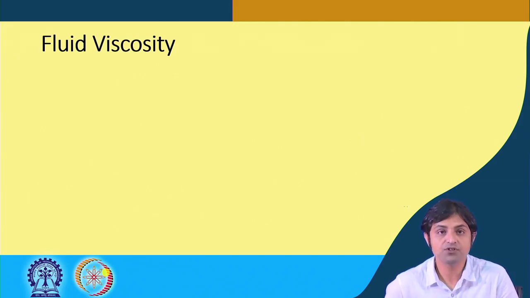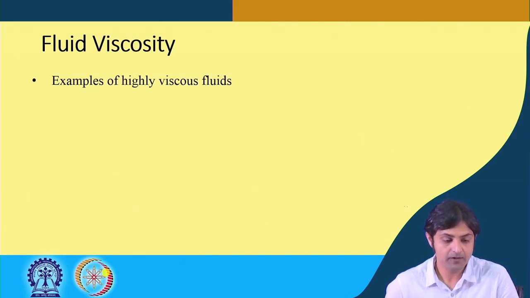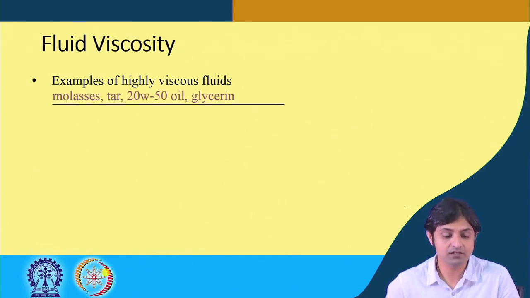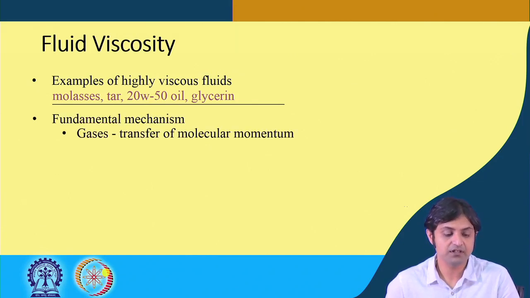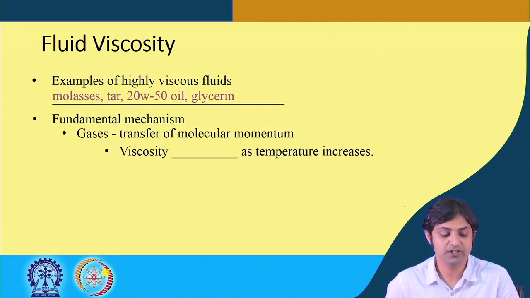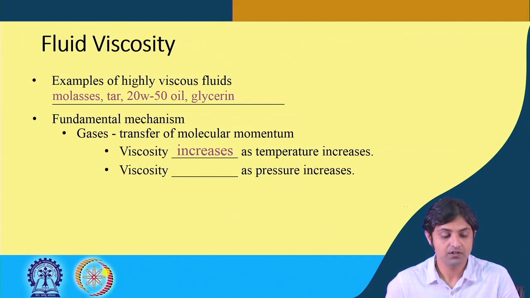Okay, coming to fluid viscosity. Some examples of highly viscous fluids are molasses, tar, oil in high concentration, or glycerine. These are some of the things which are highly viscous. So, what is the fundamental mechanism of viscosity in gases? It is due to the transfer of molecular momentum. In the case of gases, the viscosity increases as temperature increases.